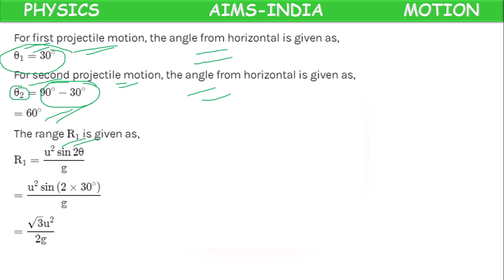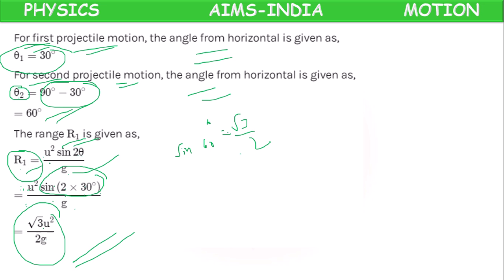Now range r1. We have the formula for range, u square sine 2 theta by g. So u square sine 2 into 30 degrees by g. 2 into 30 degrees is 60 degrees. Sine 60 degrees, the value is root 3 by 2. So we will be having root 3 by 2 u square by g. This is the value of r1.